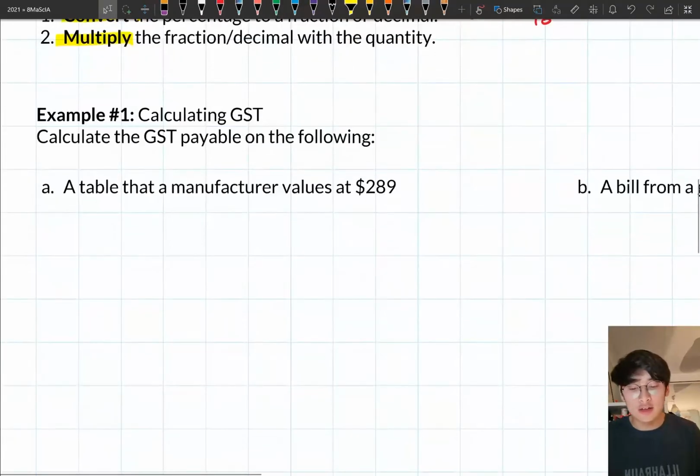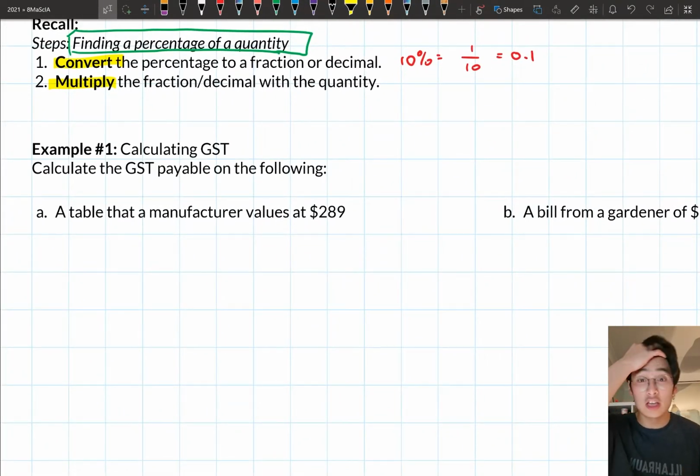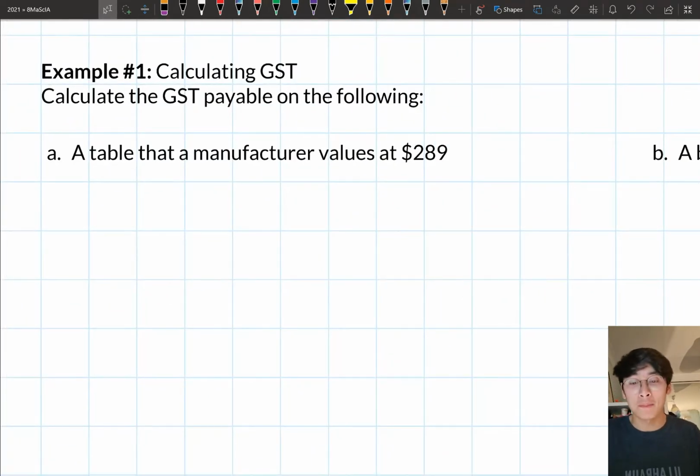Find the GST payable on the following amounts. So here we want to find how much GST you need to pay if this is the raw amount that someone actually charged you. So let's say there's a table that a manufacturer values at $289. So here, all we need to do is go, okay, cool. If I want to find how much GST this table would have actually normally incurred, we just go, okay, $289 times your 10%.